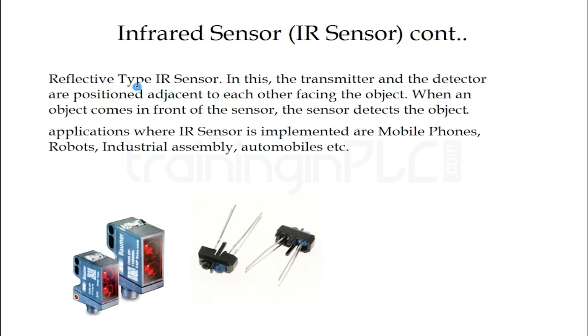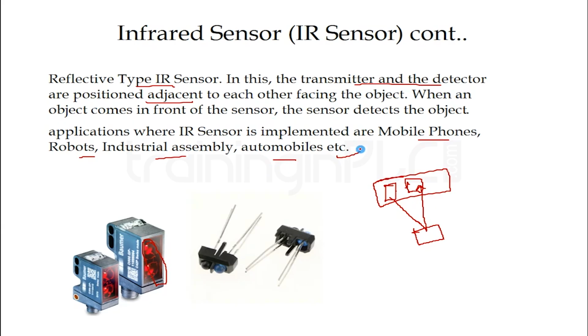In reflective type IR sensors, the transmitter and the detector are positioned adjacent to each other. The transmitter and detector will be at the same place. When an object comes in front of the sensor, it will detect it and reflect the light to the detector. IR sensors are used in mobile phones, robots, industrial assemblies, automobiles, etc.